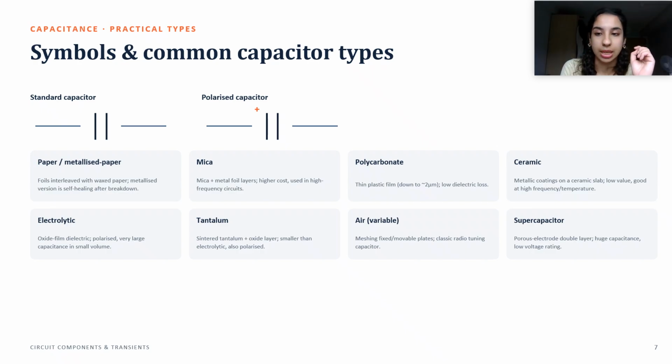Now, first is paper, or what we can say metallized paper. So it's foils interleaved with waxed paper, okay? These are weird materials, I know. And the metallized version is self-healing after breakdown. This is more of material science. So if you want to dig deeper into it, you could pause the video, read it, and if you find it very cool, then yeah, you could search into it more.